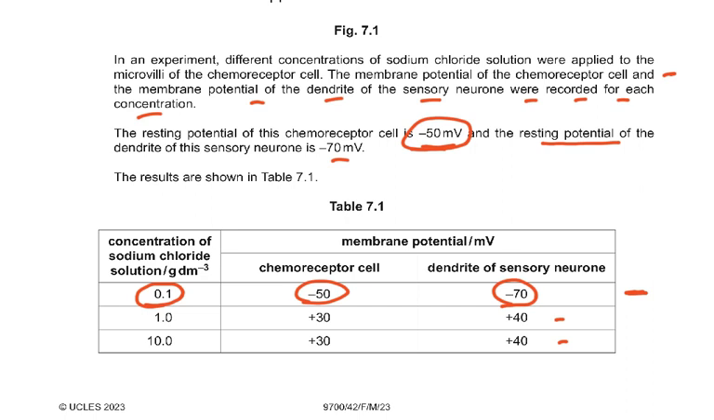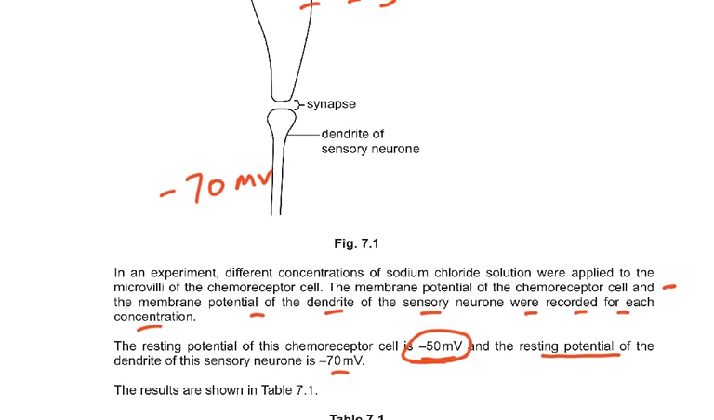With 1 gram, now what has happened? Let's look at 1 gram. Now the chemoreceptor releases neurotransmitter because the membrane potential increases to plus 30 millivolts. And the membrane potential of the sensory neuron increases to plus 40 millivolts. So there is an action potential generated in the dendrite of the sensory neuron. And because there must have been a threshold which has been crossed, that is why an action potential has been generated in the dendrite of the sensory neuron.